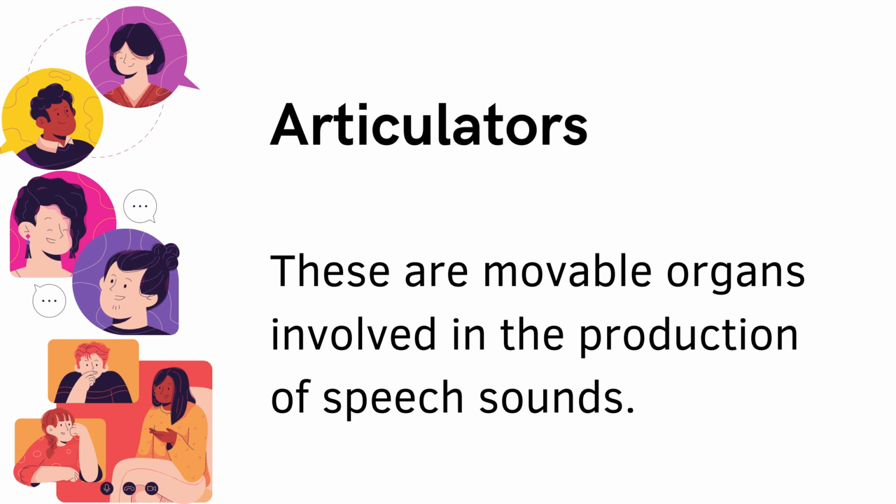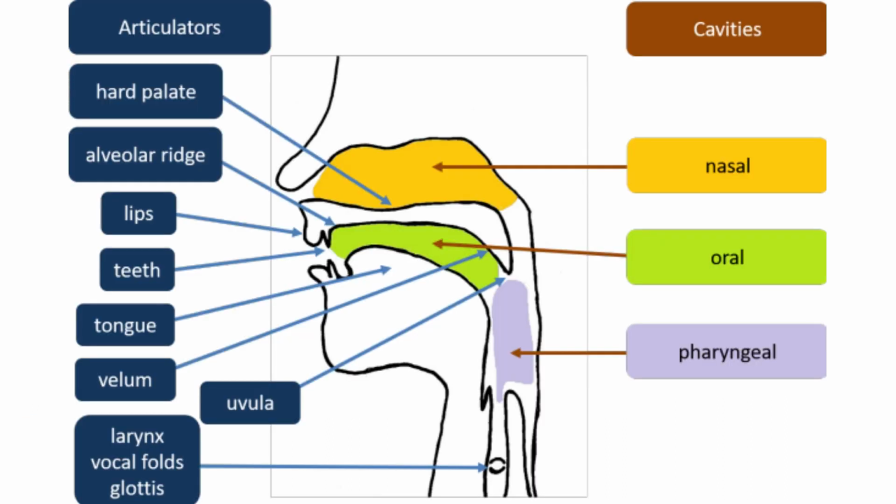So what are the articulators? The diagram on your screen is used frequently in the study of phonetics. It represents the human head seen from the side, and it is displayed as though it has been cut in half. You see there the different articulators at the left side. We have your hard palate, your alveolar ridge, lips, teeth, tongue, velum, uvula, larynx, vocal folds, and glottis.